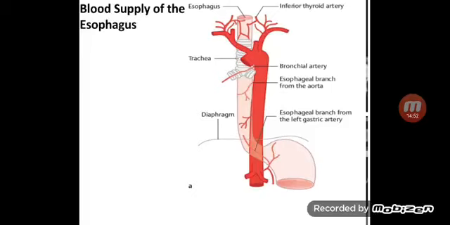And about the veins, it is almost the same. The veins from the upper third drain to the inferior thyroid veins, the middle third to the esophageal veins, and the lower third to the left gastric vein.